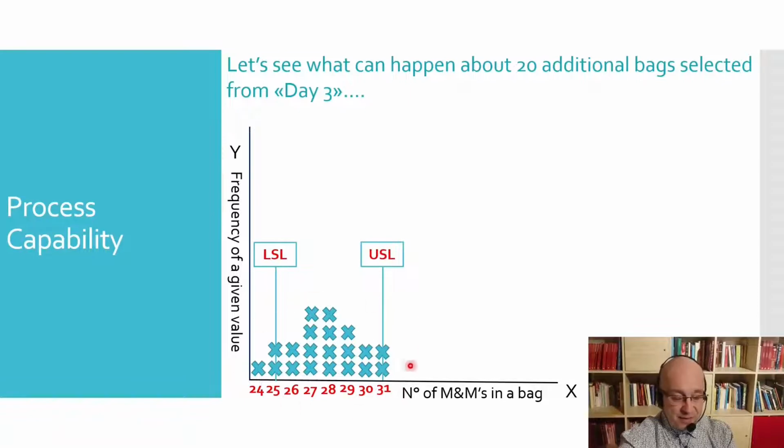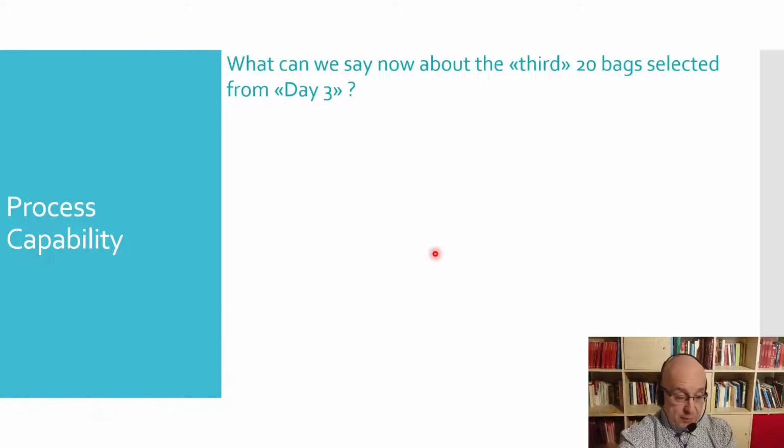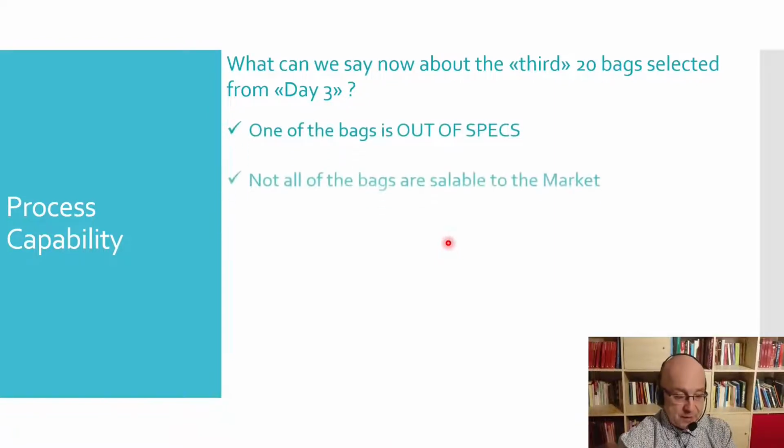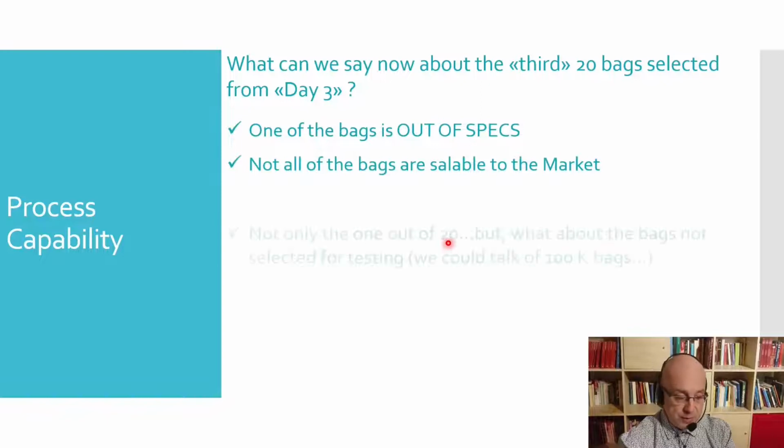And this histogram is even worse than the previous one. So only 4 crosses in correspondence of the central value 28, 2 values in correspondence of the upper specification limit, 2 values in correspondence of the lower specification limit, but 1 value out of the specification range, because 24 is below the lower specification limit of 25. What can we say now about the third 20 bags selected from day 3? One of the bags is out of specs. Not all of the bags now are saleable to the market.